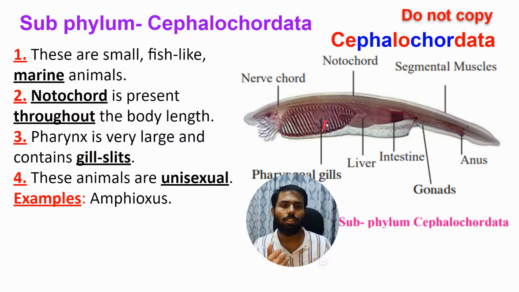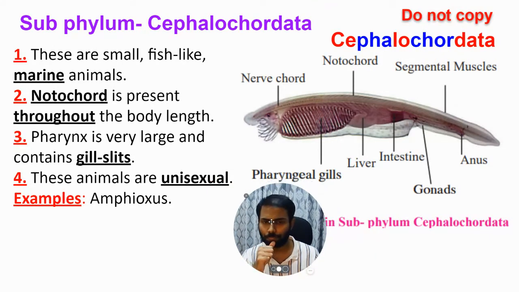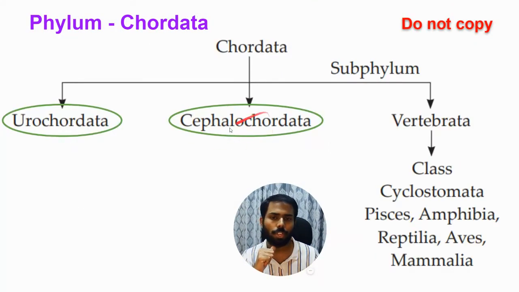You can see the gill slits here. Okay, they are quite big gill slits. These animals are unisexual. Okay, only one sex of these animals will be there. Okay, no male and female in one Cephalochordata. Okay, so now we are also done with the Cephalochordata subphylum. Now we'll move on to the Vertebrata subphylum.